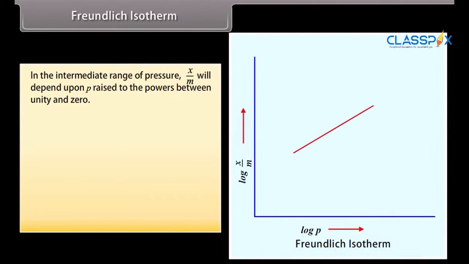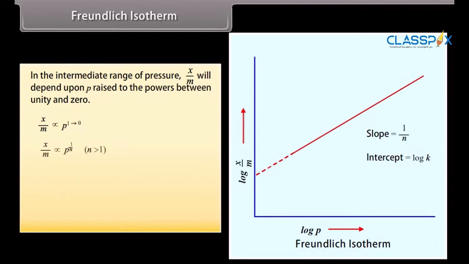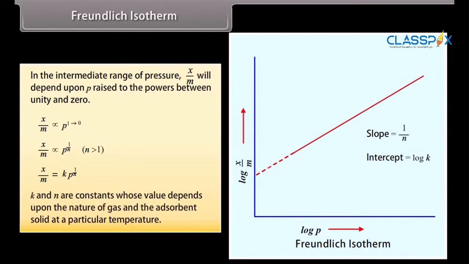Freundlich isotherm. In the intermediate range of pressure, x/m will depend upon P raised to powers between unity and 0. This can be expressed as x/m ∝ P^(1 to 0), or x/m ∝ P^(1/n), where the value of n is greater than 1, or it can be written as x/m = k × P^(1/n). k and n are constants, whose values depend upon the nature of the gas and the adsorbent solid at a particular temperature.